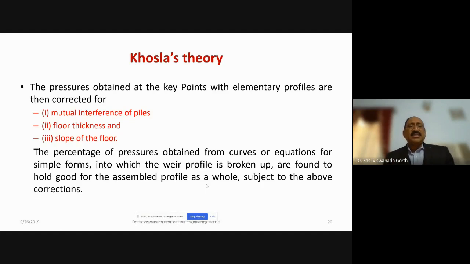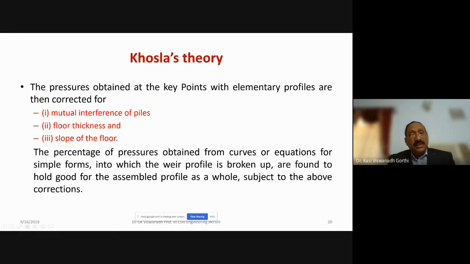Similarly, correction has to be carried out for the thickness of the floor. This is very, very important. In all the cases we have seen, negligible thickness. We have been mentioning that negligible thickness. So Khosla's theory assumes that the thickness of the floor is negligible. But in actual practice, we know thickness of the floor can never be zero. So if you consider the thickness of the floor, what correction is to be applied?